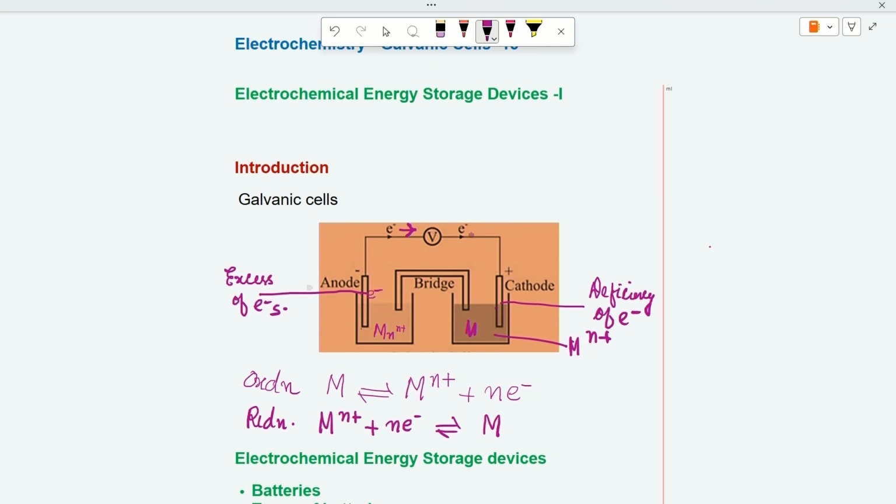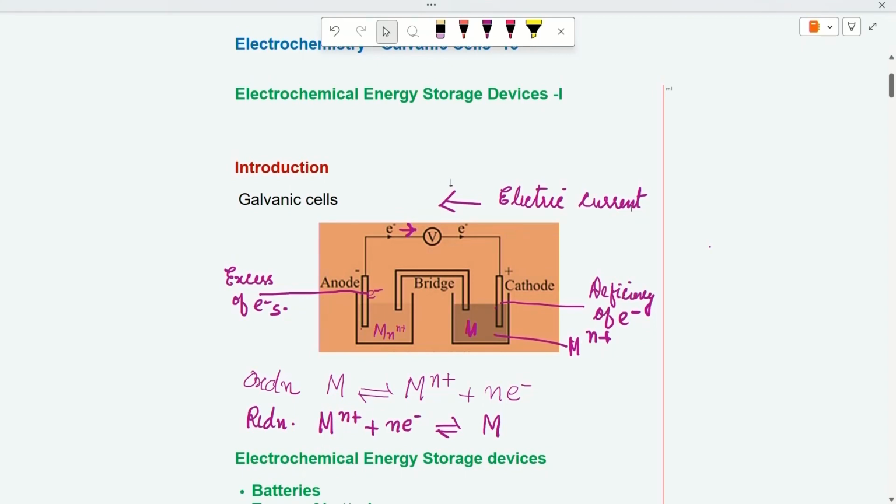Now, this flow of electrons is responsible for the electric current flow, and the electric current is considered to flow in the opposite direction. So, one thing you should understand: the anode is where oxidation takes place, and it will be rich in electrons and be the negative terminal. At the same time, the cathode will be deficient of electrons and will act as the positive terminal.